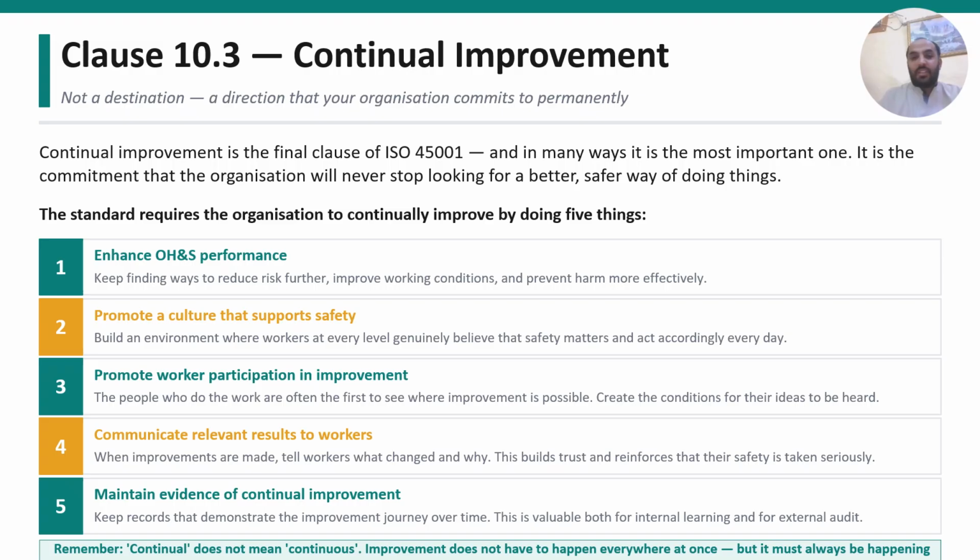The organization must never stand still. It shall not be stagnant. It must never decide that it has reached good enough and stop. In safety, good enough is never truly good enough, because the goal is zero harm, and zero harm requires an organization that never stops trying for continual improvement.